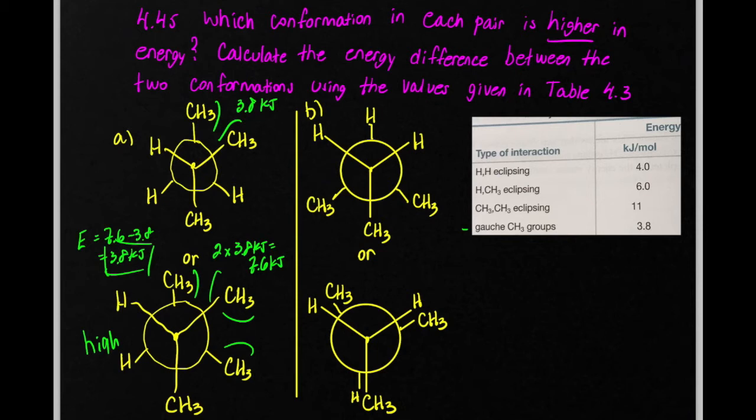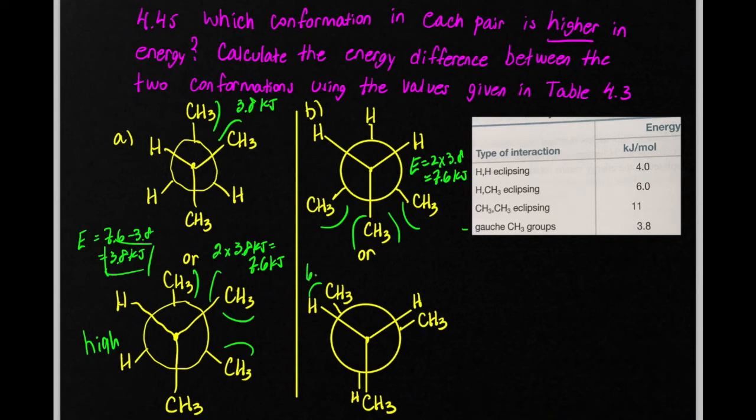For the pair given in B, again, we have two different conformations, and we just want to examine them. So there's a gauche interaction, and then there's a gauche interaction. So that's a total of 7.6 kilojoules per mole, right? 2 times 3.8. So the energy of this one is 7.6 kilojoules.